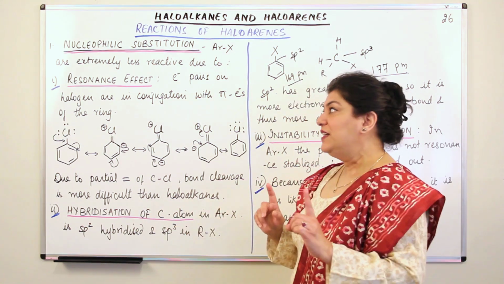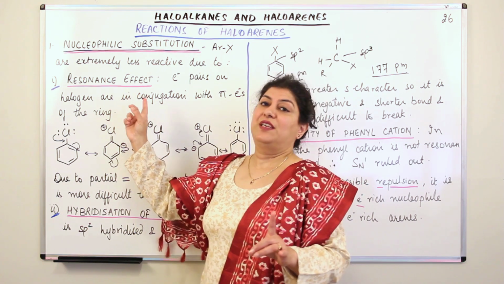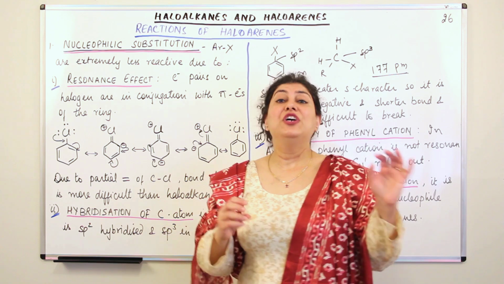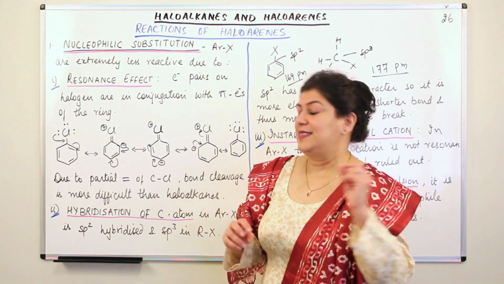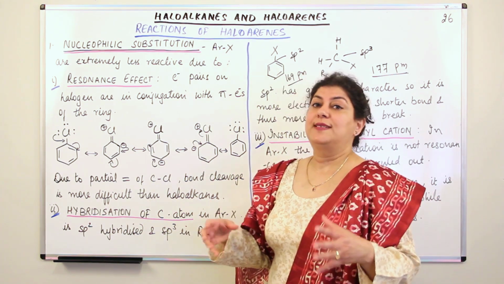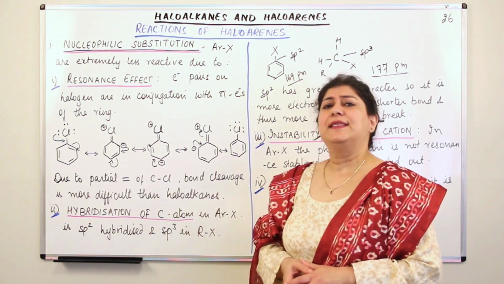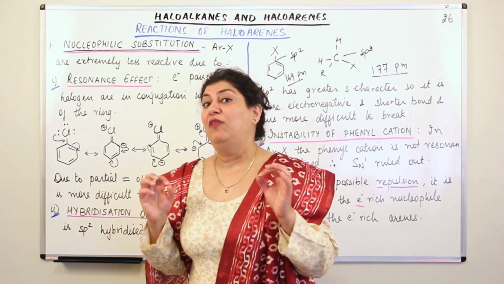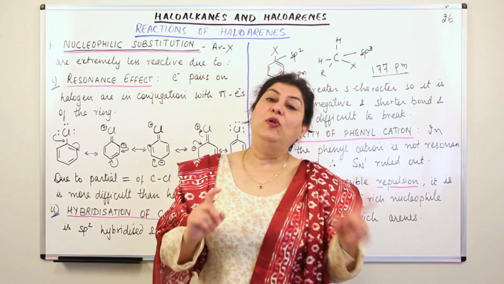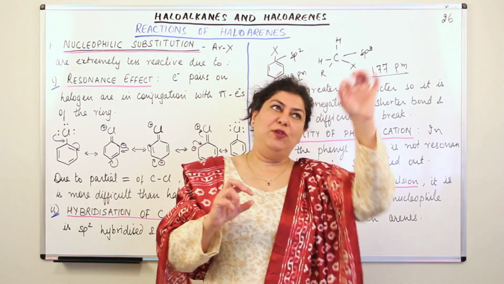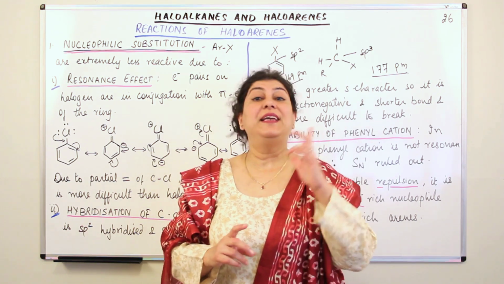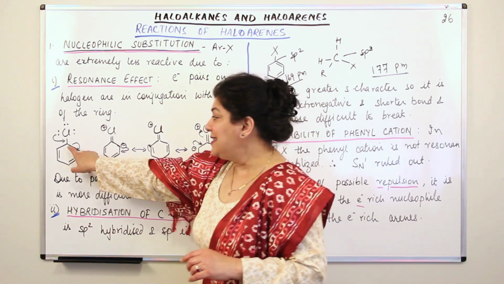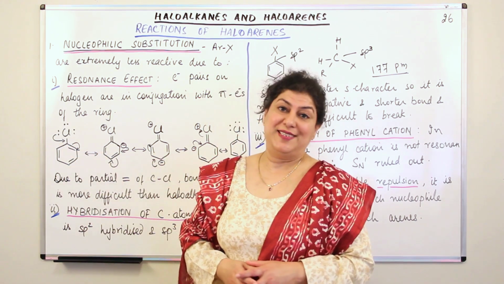Therefore, this is the first reason: due to resonance effect, we can explain that haloarenes are far less reactive towards nucleophilic substitution. Then comes the second reason. The second reason is hybridization. Hybridization of the carbon, the alpha carbon. Now in haloalkanes, the carbon to which the halogen is attached is sp3 hybridized. But in a benzene ring, this is an sp2 hybridized carbon.